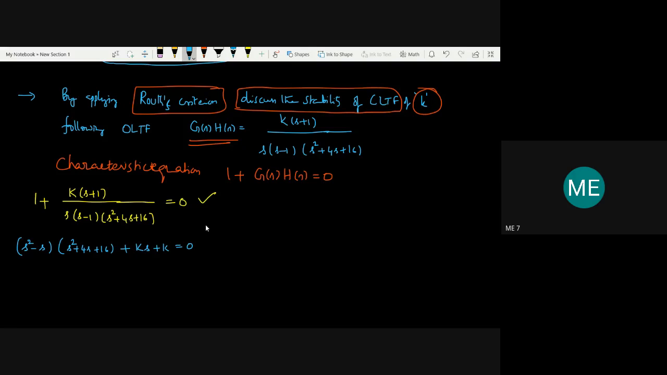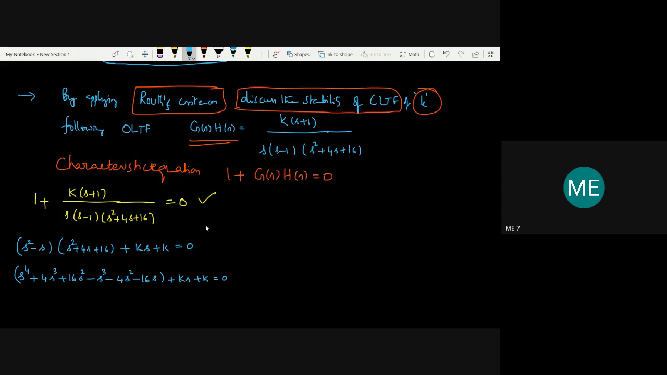Then multiply this s square minus s term with the second factor, that is s to the power of 4 plus 4s cube plus 16 s square minus s cube minus 4s square minus 16s. So that is the expansion of these two terms. Then plus ks plus k is equal to 0.